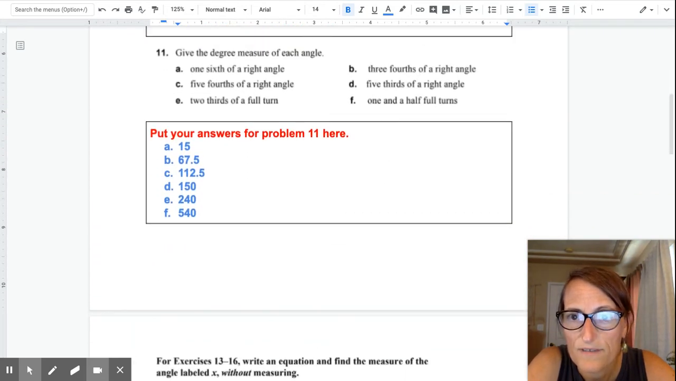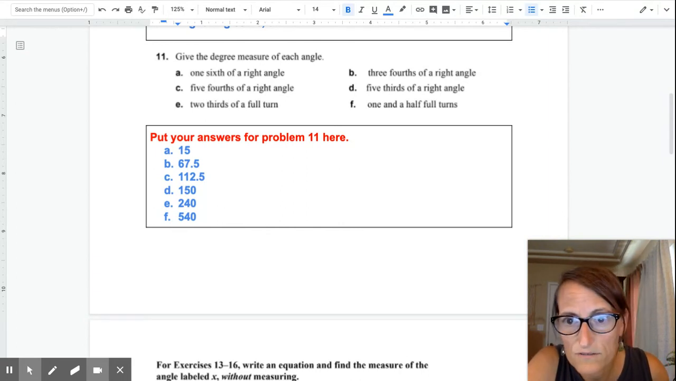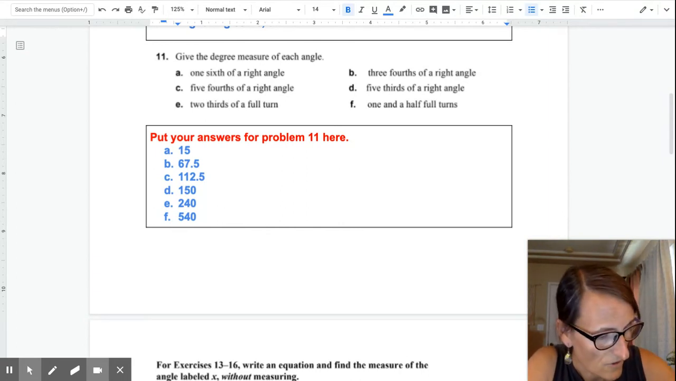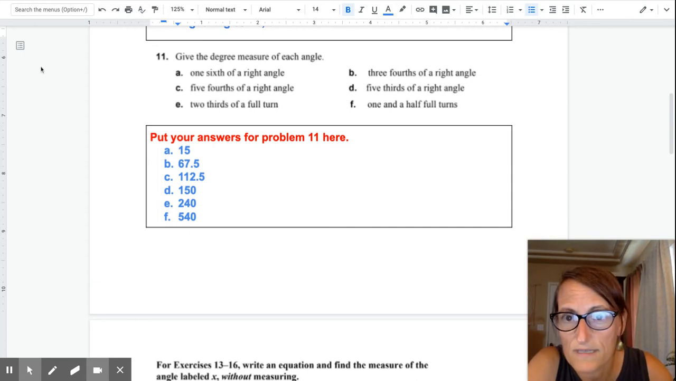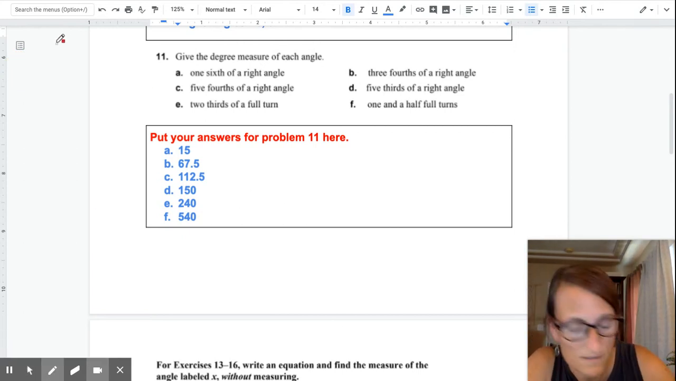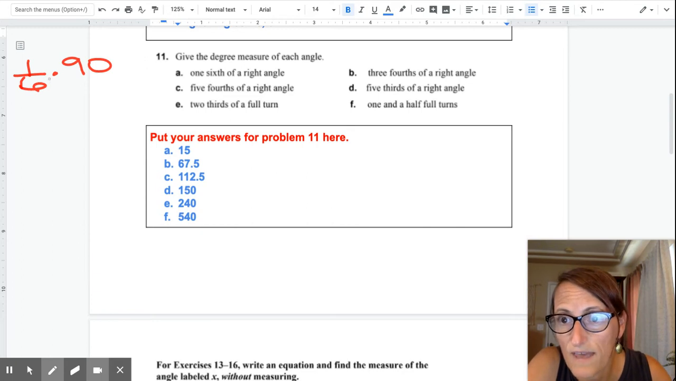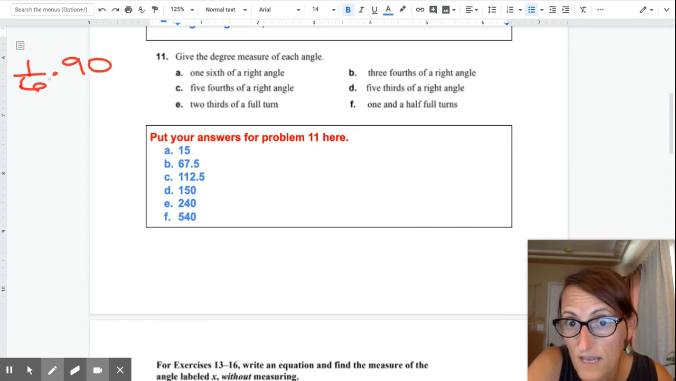Okay, for number 11 here, we're asked to give the degree measure of each angle, and we're going to have to do a little work with fractions here. So for A, it says to find 1/6 of a right angle. That means we are doing 1/6 of 90 degrees. Okay, so you have a fraction here. Since it's just 1/6, you could just divide 90 by 6 and you'll get 15.